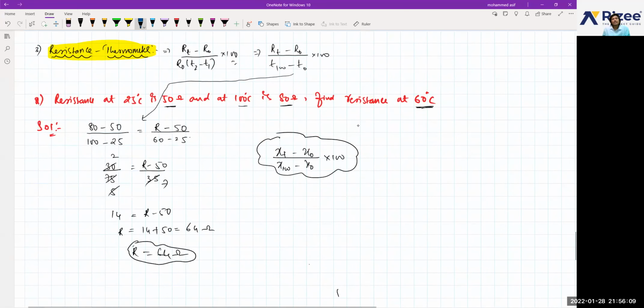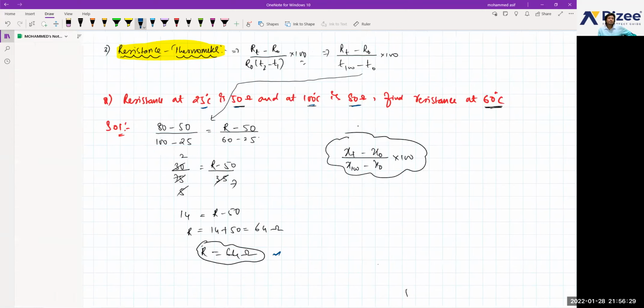See this one. Resistance at 25 degrees centigrade is given as 50 ohms and at 100 degrees centigrade is given as 80 ohms. Find the resistance at 60 degrees. So 80 minus 50 divided by 100 minus 25 is equal to R minus 50 divided by 60 minus 25. Simplify it, and we'll get the resistance to be equal to 64 ohms. Done, beta.